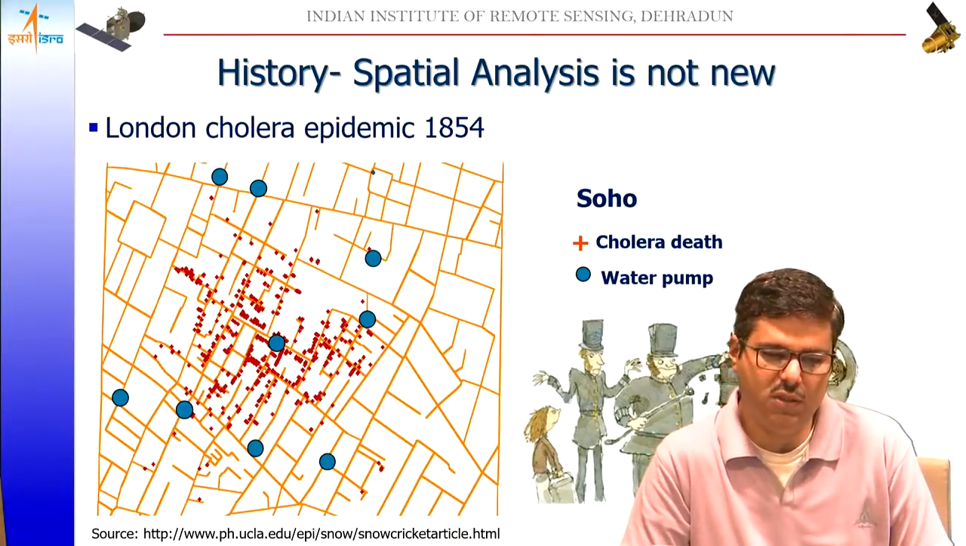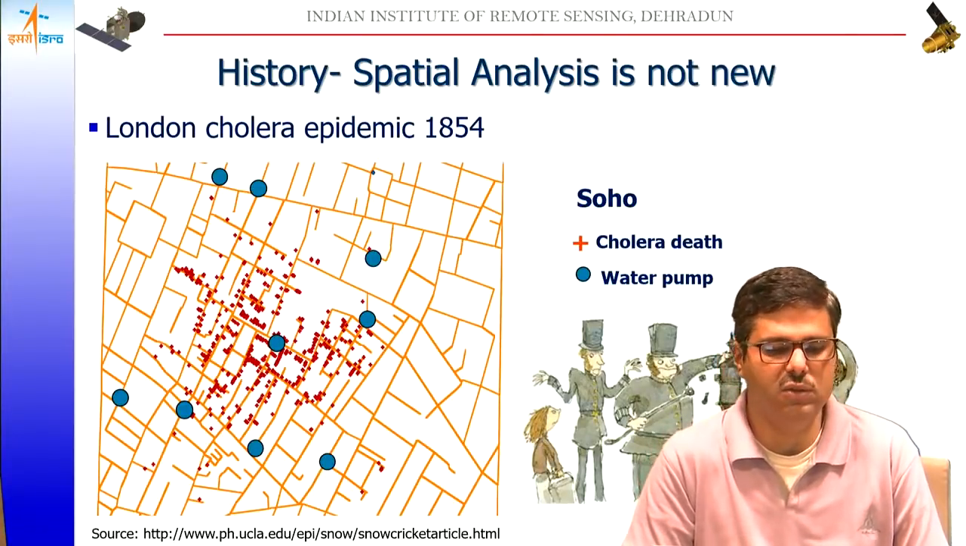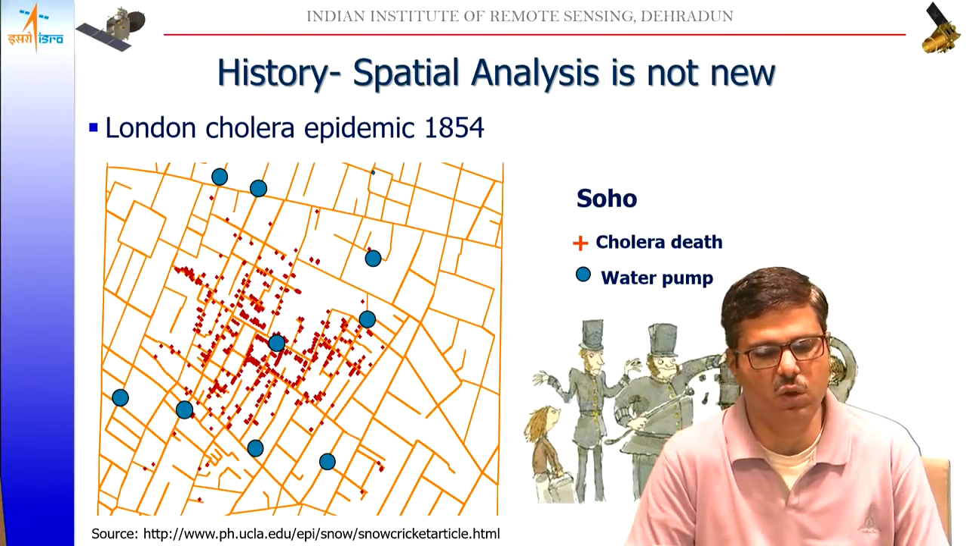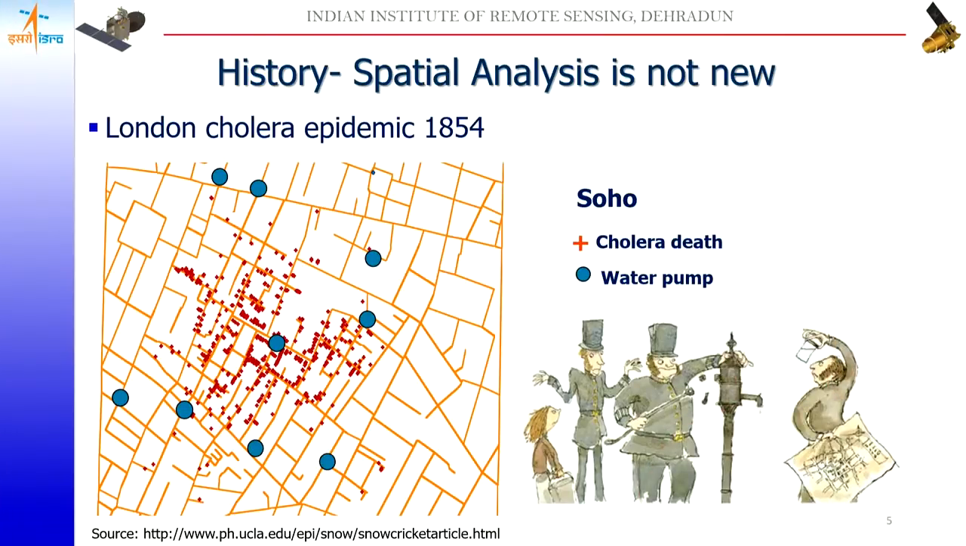Now, spatial analysis is not new if we go back in history. This example is of the London cholera outbreak. It happened somewhere in 1854, and there was Dr. John Snow, who mapped the location of the water pumps along with the patients who died due to cholera. At that time, it was considered a mysterious disease. It was not understood to be a waterborne disease.